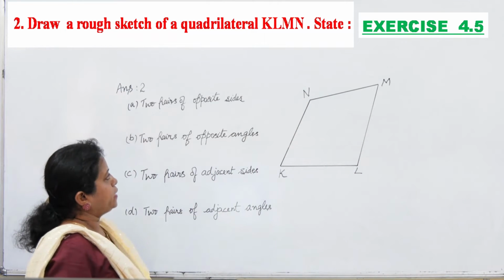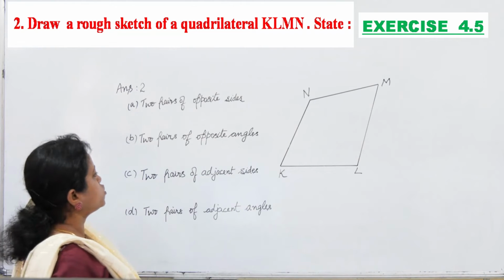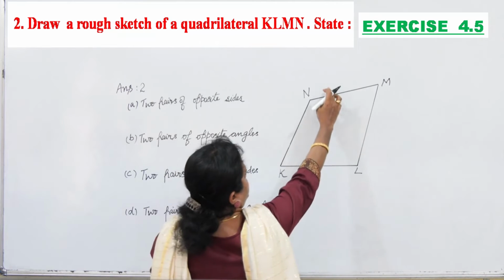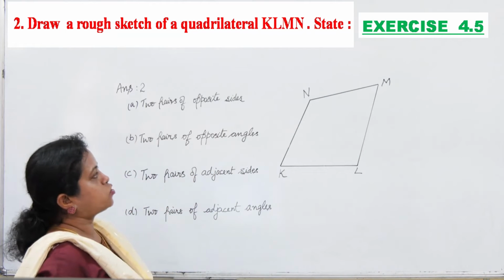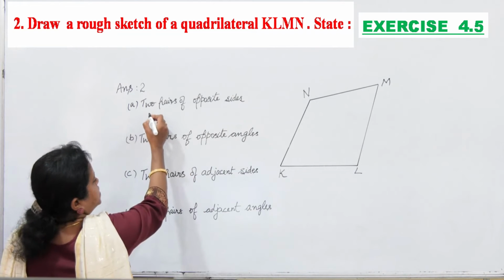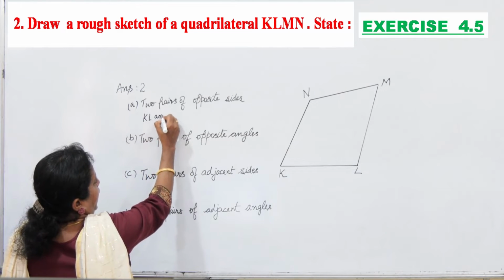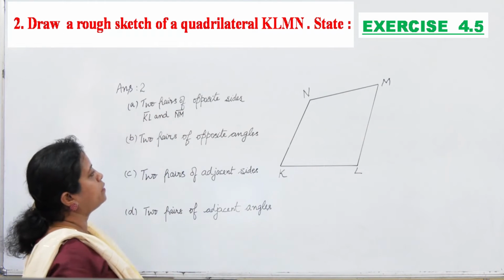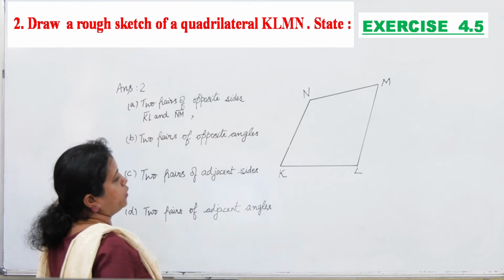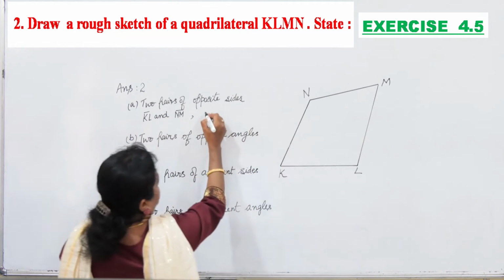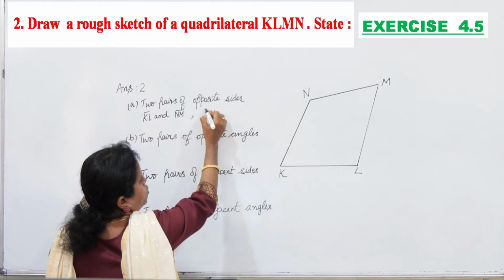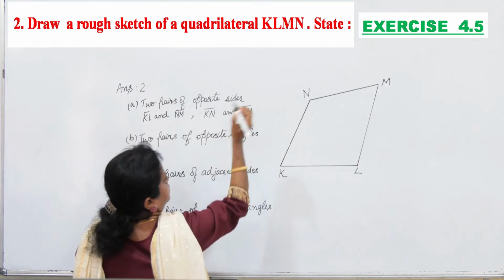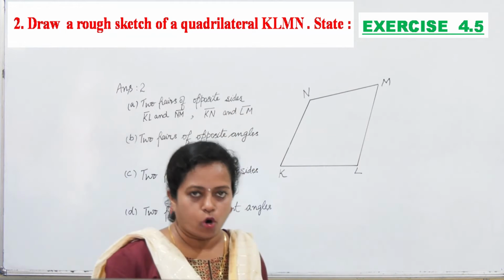Let us start with part A. 2 pairs of opposite sides. First you have to write 2 pairs of opposite sides. So if you take side KL, the side which is opposite to it is NM. So the first pair will be KL and NM, and line segment, so you will use the symbol. And another pair will be, if you take the side KN, the side which is opposite to it is LM. So we have written 2 pairs of opposite sides.